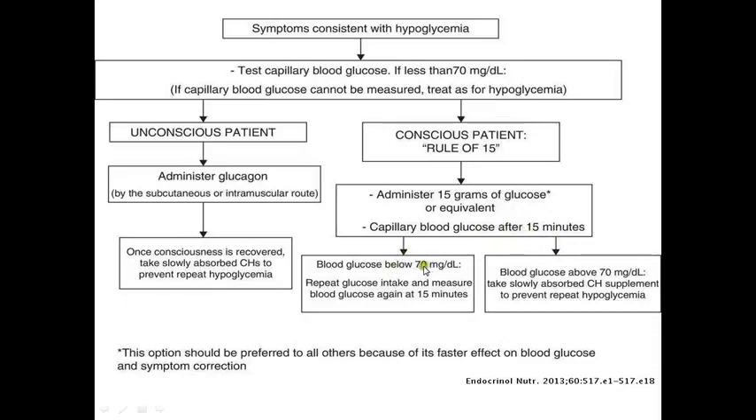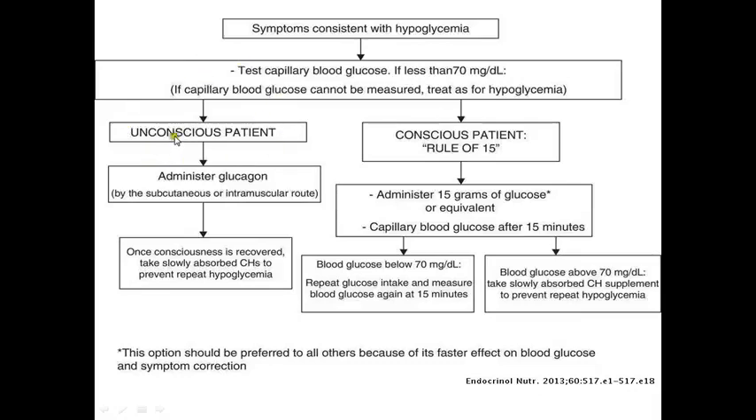अगर ग्लूकोज लेवल इज लेस देन 70, रिपीट ग्लूकोज इनटेक एंड मेजर ग्लूकोज अगेन एट 15 मिनट्स. इफ इट इज अबव 70, सो देन गिव अ लार्ज मील, अ हाई स्लोली एब्जॉर्ब कार्बोहाइड्रेट सप्लीमेंट. सो टेल हिम, अगर उसने खाना खाना था या उसका डिनर का टाइम था या जो भी, आप उसको खाना दे दो. सो दैट विल प्रिवेंट रिपीट हाइपोग्लाइसीमिया. इट विल रिलीज द शुगर स्लोली ग्रेजुअली एंड प्रिवेंट द repeat hypoglycemia.